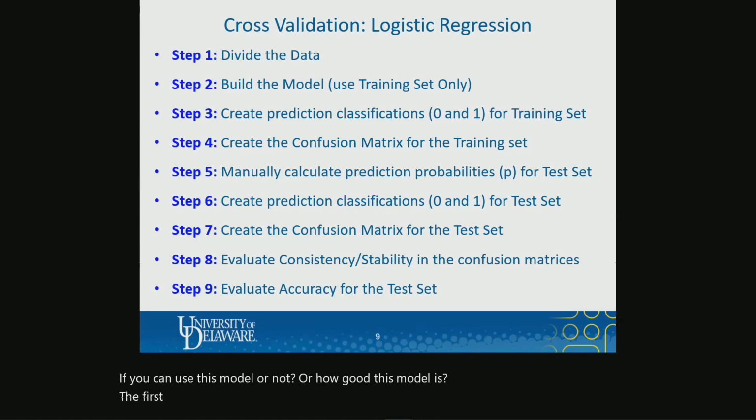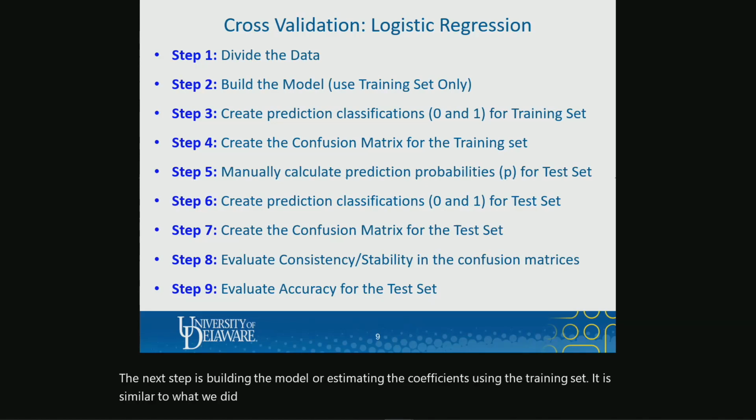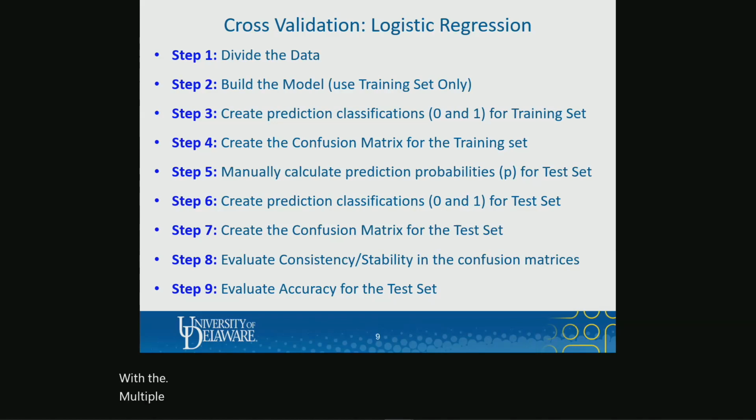The first step is splitting the data into the training and the test set. It's exactly like what we did for the multiple linear regression. The next step is building the model, or estimating the coefficients, using the training set. It is similar to what we did with the multiple linear regression, except instead of LM, we use GLM. And the third step is to classify the observations in the training set into zeros and ones.